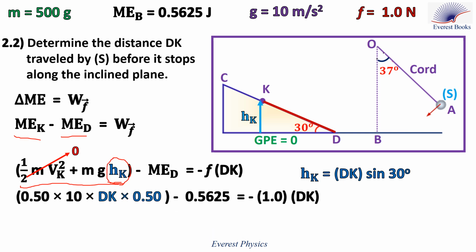The mechanical energy at point D equals the mechanical energy at point B because along DB the speed is constant, so the kinetic energy is constant, and also the gravitational potential energy is constant. Replace F by 1 Newton, then dk equals 0.16 meters.